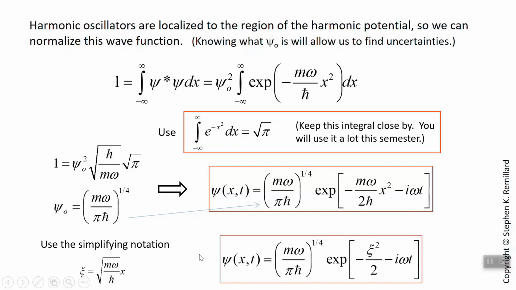It's going to be very helpful when it comes to quickly gauging what integrals are equal to, especially using the gamma functions. So this is the form we're going to use. The last one here. We'll let the exponential contain minus xi squared over 2 minus i omega t, where xi is just a conglomeration of the constants times x. So let's find the uncertainty. First, the uncertainty in x, and then the uncertainty in p.